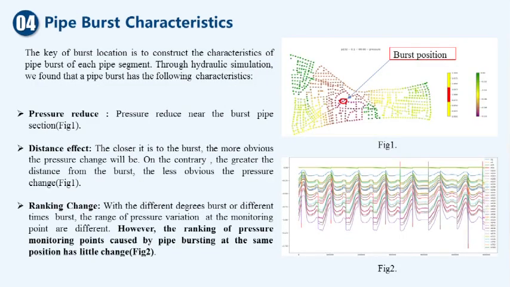There are some important characteristics of pipe burst that we found through burst simulation, as shown in the figures on the right, mainly including pressure reduction, distance effect, and ranking change. These features play an important role in guiding us to identify and locate the pipe burst.